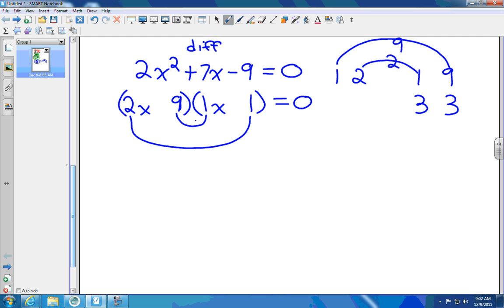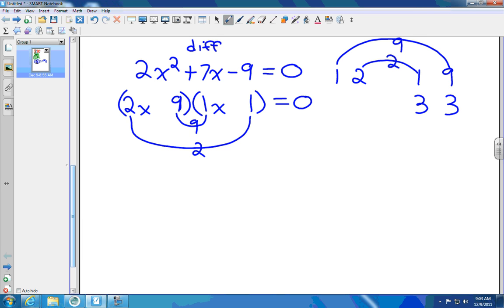So 1 times 9 is 9. 2 times 1 is 2. Which one of those is your bigger number? The 9 is your bigger number. And this problem, because all we have left to do is put the signs in. This problem, the 9 has to be positive or negative. How do we know?